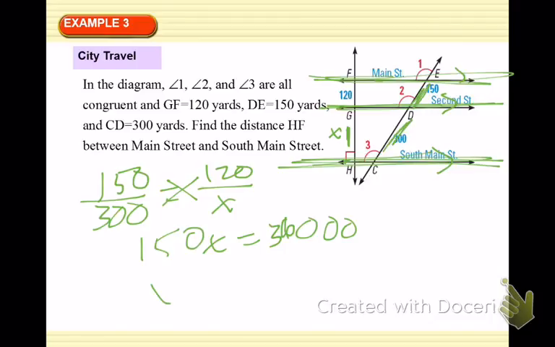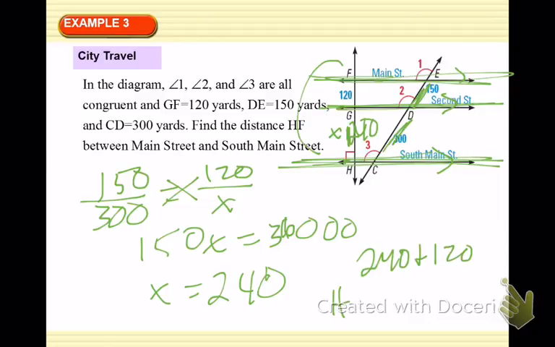Okay? Divide both sides by 150. I'm sorry, 36,000, not 3,600. But divide 36,000 by 150, and we get 240. Right? So, X is 240. But we want to know the length of HF. So we got to do 240 plus 120, and HF is going to be 360.